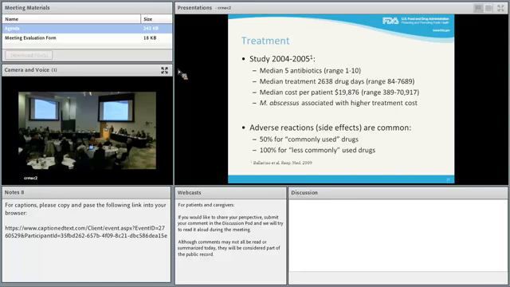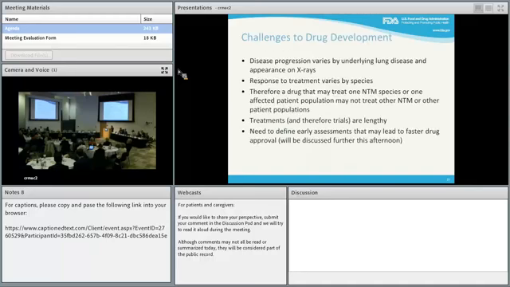So the number of antibiotics used is rather large for a long treatment time, but the side effect profile is also significant. In this same study, adverse reactions were reported in 50% of patients receiving the commonly used drugs, and in everybody who used the less commonly used drugs. So now that we have painted a rather grim picture, what are the challenges to developing a new drug?